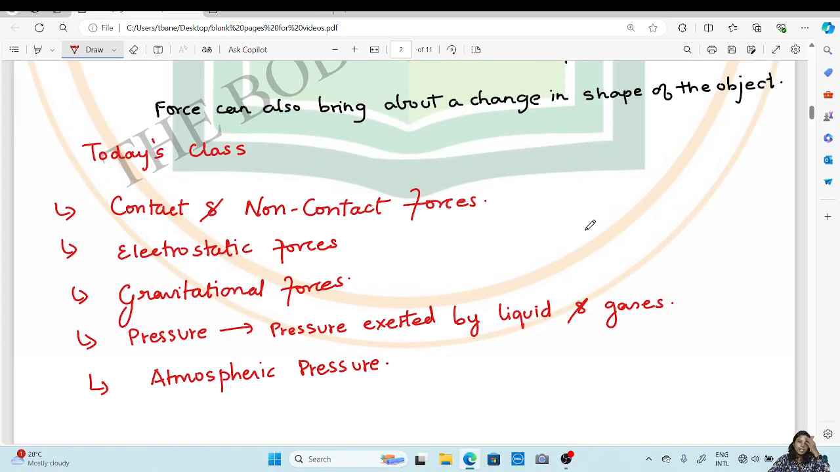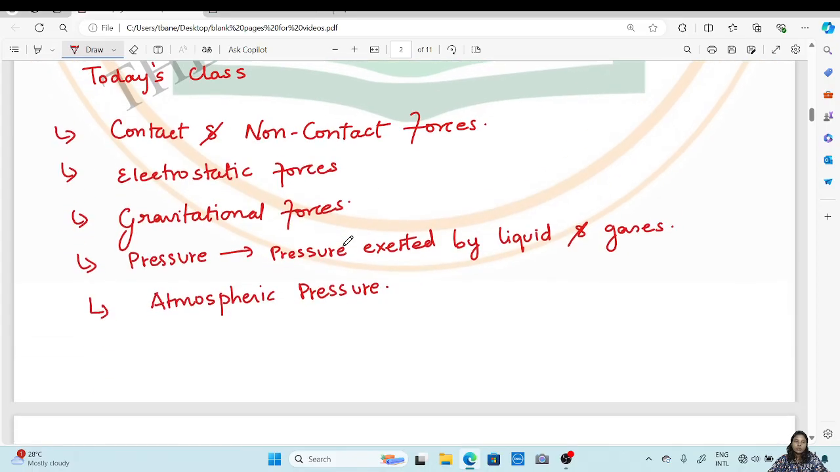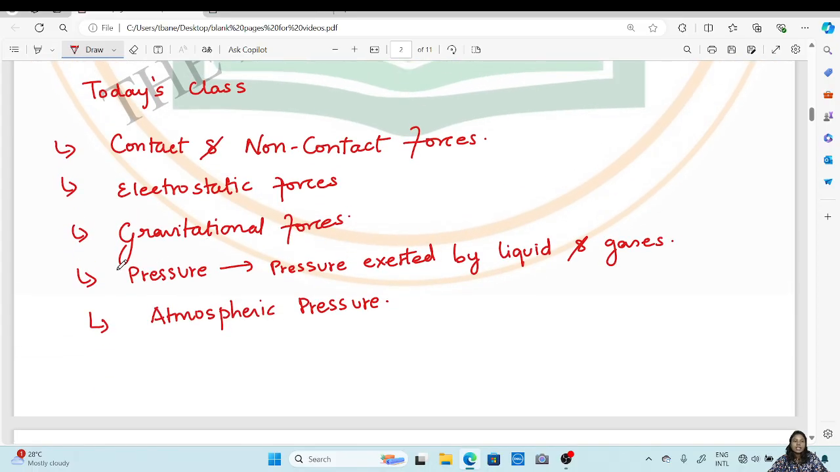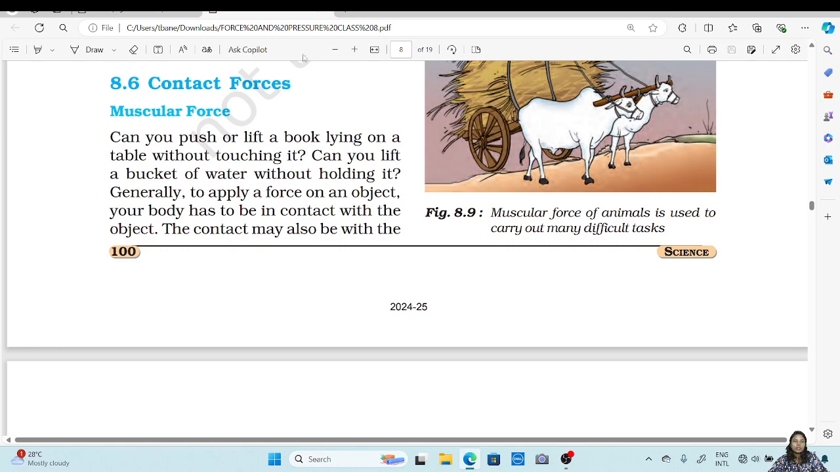In today's class, we'll see the different types of forces: contact and non-contact forces, electrostatic forces, and gravitational forces. Then we'll look at pressure, and the pressure exerted by liquids and gases. And finally, we'll talk about atmospheric pressure.